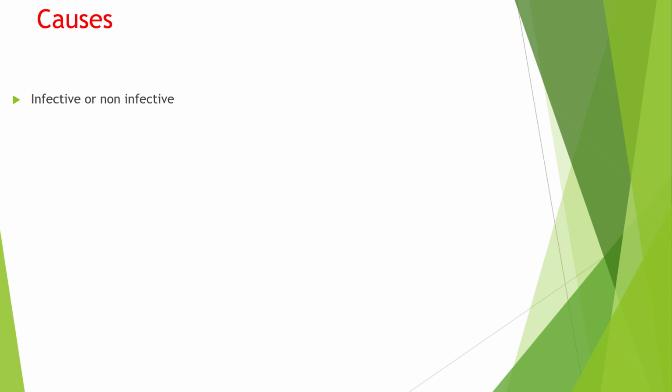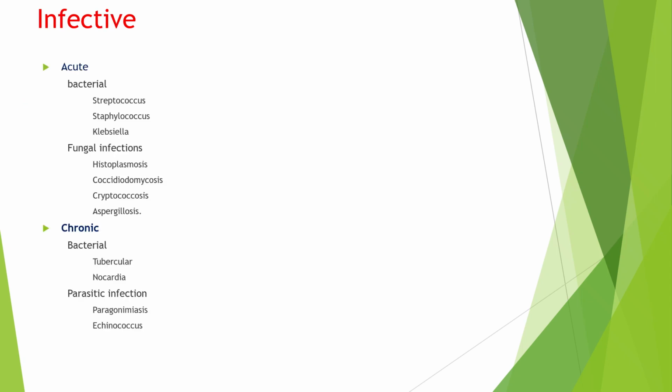The common causes can be classified into infective and non-infective causes. Infective causes can be acute and chronic. Acute can be bacterial, like pneumonia. Improper use of antibiotics, wrong diagnosis, or shorter duration of antibiotics may lead on to abscess formation. Streptococcus pneumoniae, Staphylococcus pneumonia, Klebsiella pneumonia all can land up with lung abscess. Fungal infections, histoplasma, coccidioidomycosis, cryptococcosis, aspergillosis are causes for lung abscess.